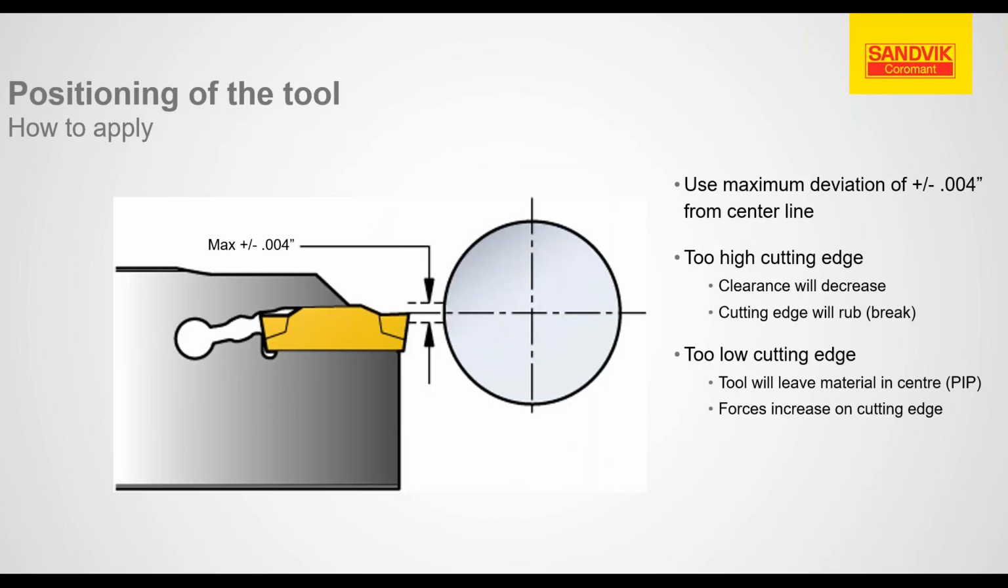The other thing you need to be concerned about when parting off is your centerline height. If you are actually too high above center, your clearance will decrease and you'll put a lot of pressure on the front of the insert, which will cause rubbing and excessive flank wear, which could cause breakage and premature wearing of the insert out. If it's too low, you'll actually leave a bigger pip, and here the cutting forces actually want to take the insert and rip that front edge off. So again, you're going to wear the insert out prematurely.